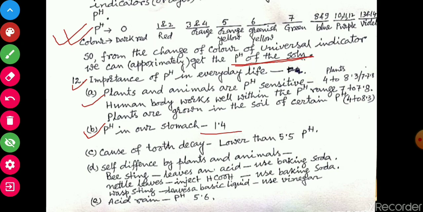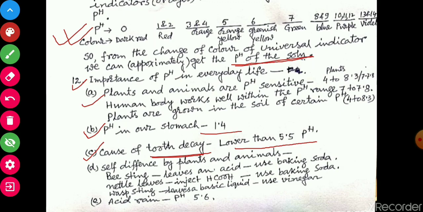Cause of tooth decay. If the pH of our mouth decreases to 5.5, then tooth decay starts. Tooth decay means acidic condition, it eats up the enamel of the tooth.